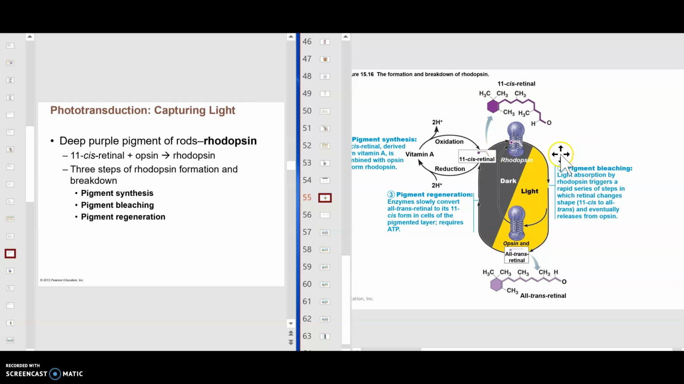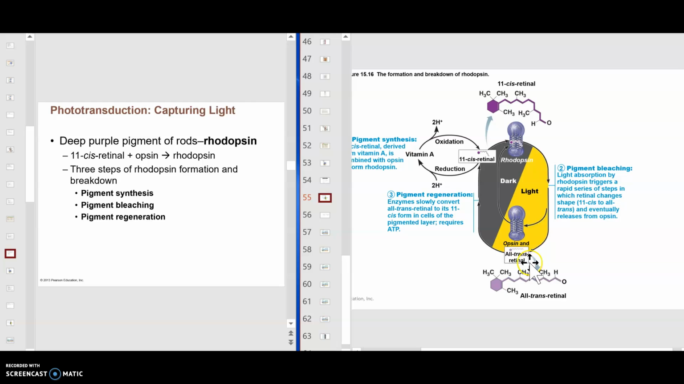When light hits this in the rod, the light absorption by the rhodopsin causes the retinal to go from an 11-cis to an all-trans. When that occurs, it cannot attach to the opsin. So it detaches from the opsin. So now I have opsin separate from the all-trans retinal. And this is going to be present in the membranes, in the disc of the outer segment of the rod. Okay?